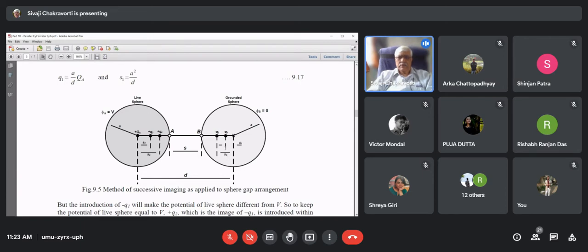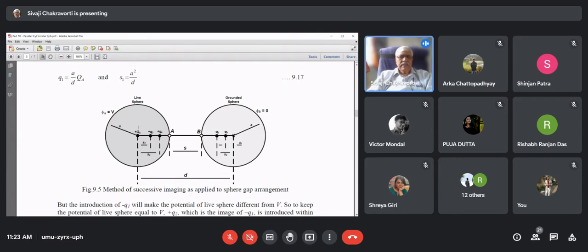But now it creates a problem. We said that when this live sphere is an isolated sphere, it can be represented by a charge at its center. But the moment I consider this other charge minus Q1, then it is no longer an isolated sphere.